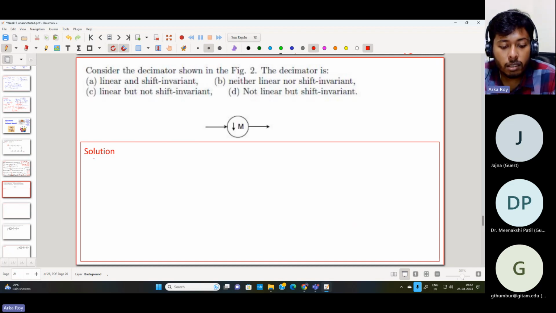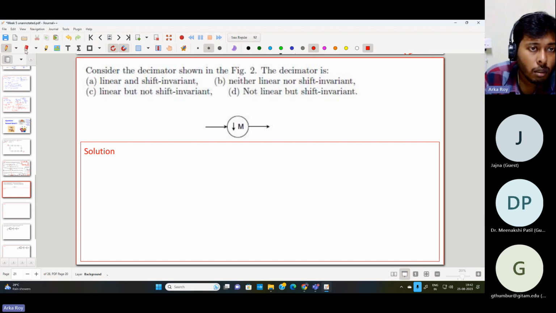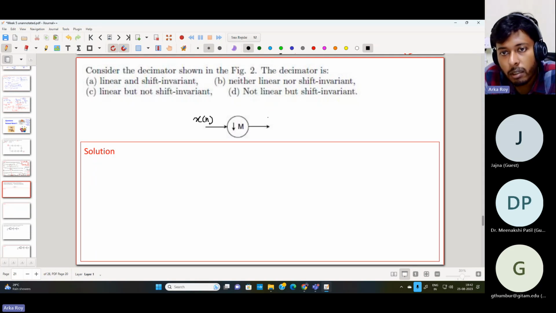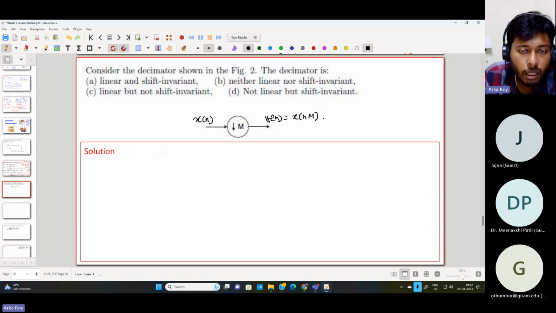Now the second question is whether the downsampler operation is linear or shift invariant or not. So let's start solving this particular question. We have x of n over here, and because it is a downsampler, let us consider the output y of n. So this will be x of n multiplied with m.